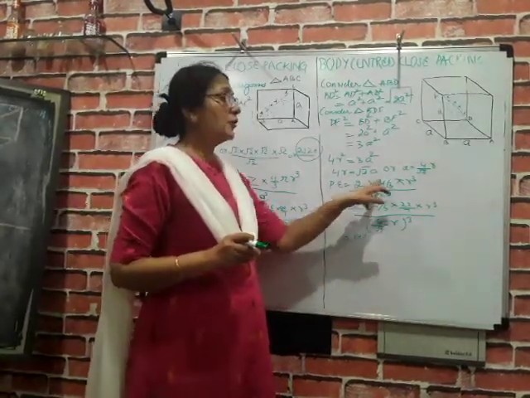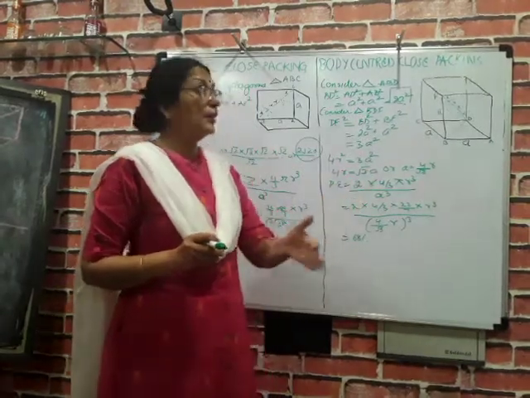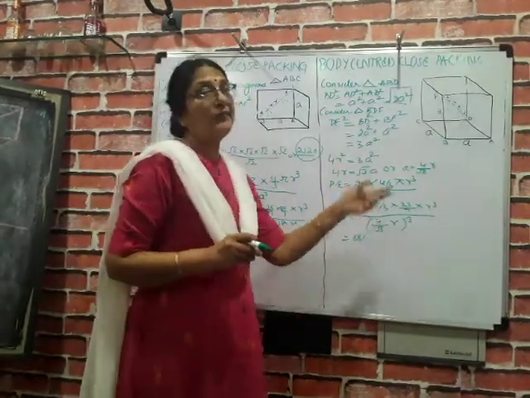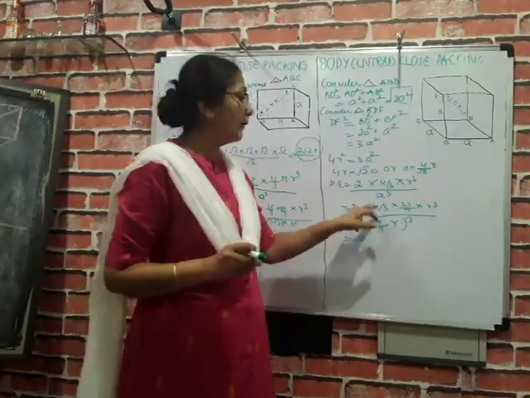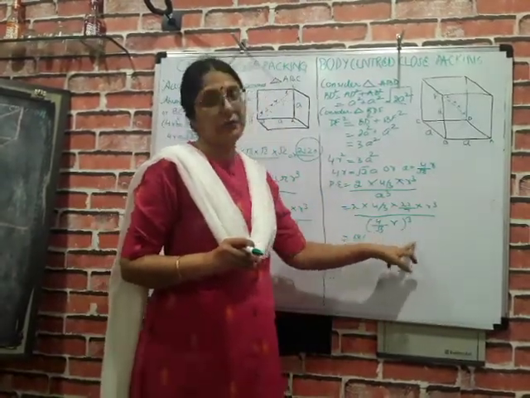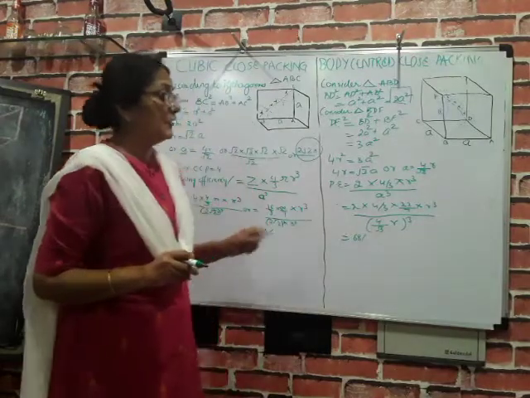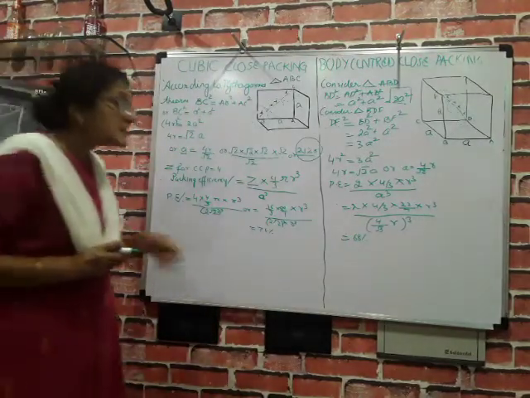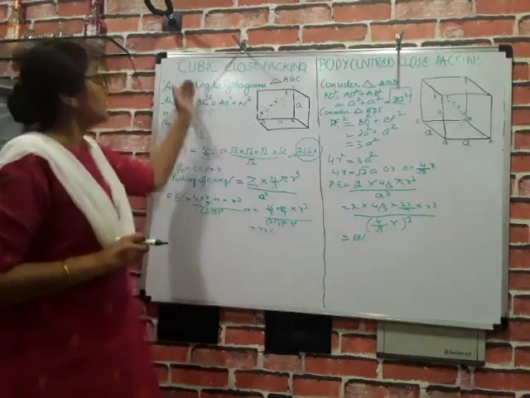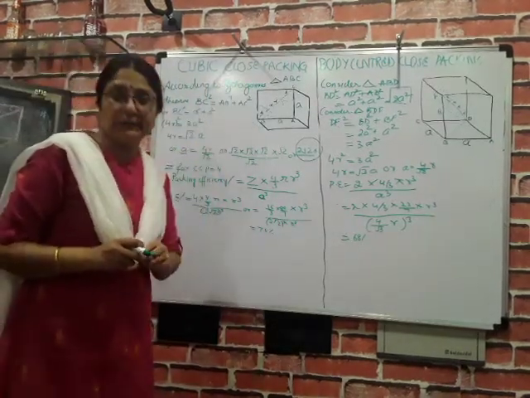2 into 4 by 3 pi r cube. Now instead of A, I will replace it with 4 upon root 3 r, cubed. And solving this, we get 68%. This means it is less economical than cubic close packing.